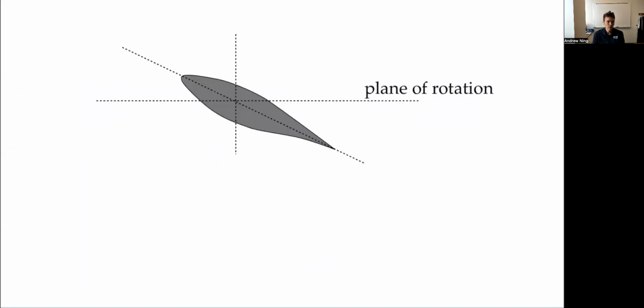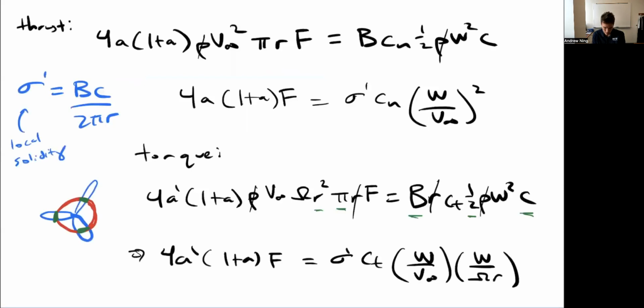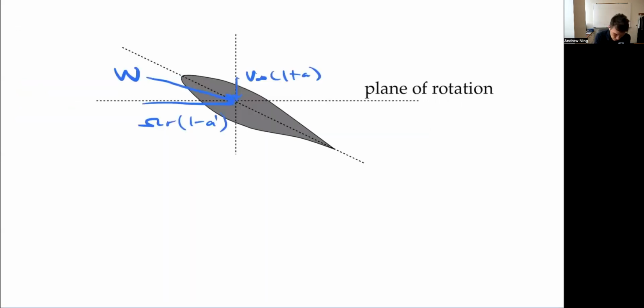So let's look back at our velocity vectors. I'm just going to write them again. Remember, we've got, it's probably too big, V infinity 1 plus a, the free stream. We've got this rotation velocity, omega r 1 minus a prime. The sum of those two together, the vector sum, creates my inflow velocity, w. And this angle here, we defined as phi, okay? So I can relate w to these other velocities.